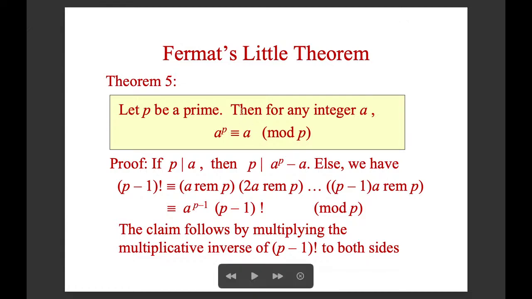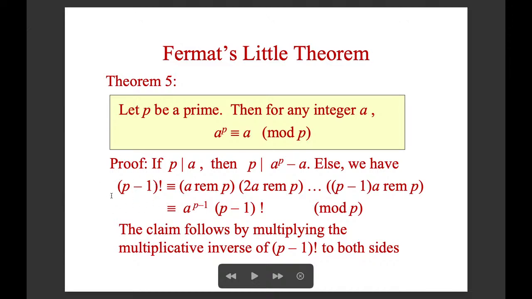On the other hand, if a is not divisible by p, then what do we see? In the previous corollary, we will see that a, 2a, 3a, up to (p minus 1)a, they will all have different remainders when we are dividing by p. So if I multiply them together, this product will have the same remainder as what? As (p minus 1) factorial.